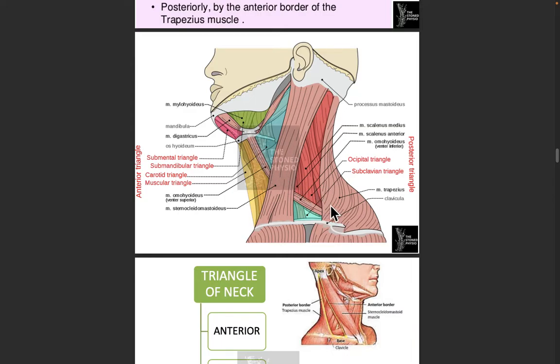And the omohyoid, if we talk about it, it will be included in the infrahyoid muscles, because it is present below the hyoid. So we can appreciate that the suprahyoid muscles are a bit smaller than the infrahyoid muscles. You will see infrahyoid muscles are much longer in length as compared to the suprahyoid muscles.